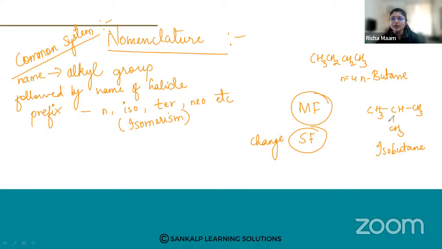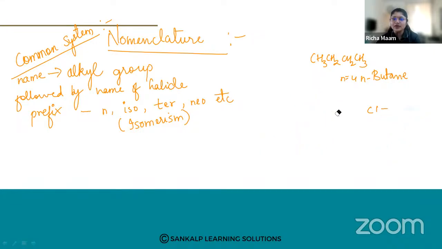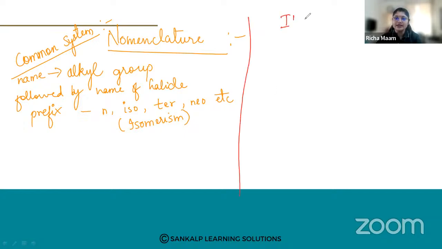The molecular formula in both cases is the same; only the structural formula changes. Based on this change in the structural formula, the prefix name is given. This is the common system. Now we'll see the IUPAC system. What is the full form of IUPAC, students?